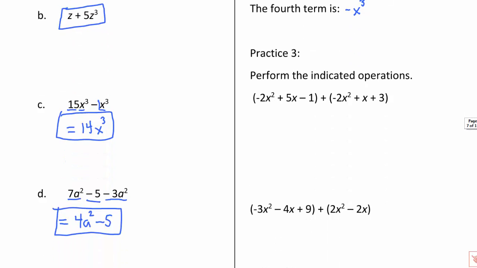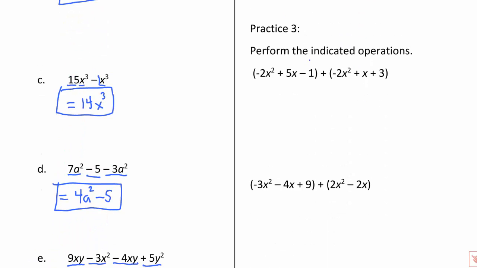Okay, let's look at practice 3 real quick. It says perform the indicated operations. Now notice, what's the operation between these? Addition. We don't multiply. Let me say that one more time. Because we're adding, we don't multiply.